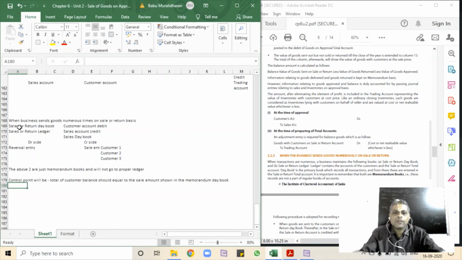Then again, for the balance which is at the end of the period, at cost price, the transactions will be moved into the inventory account by crediting trading account. Hope this is clear, right? We'll go into the test your knowledge type of questions in the next class.